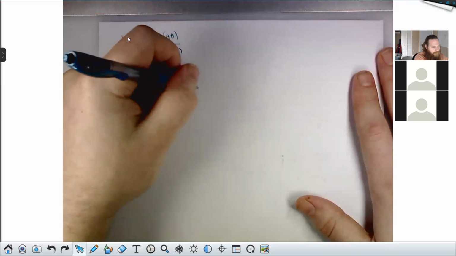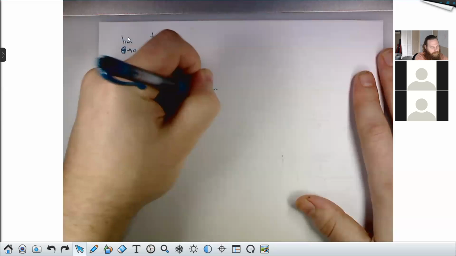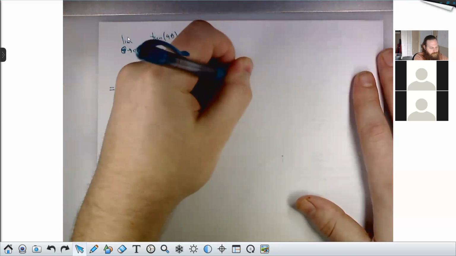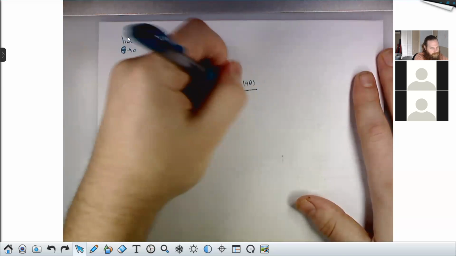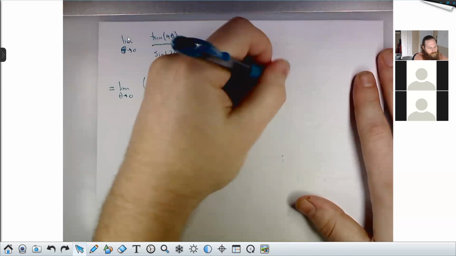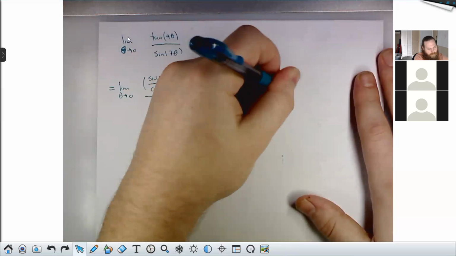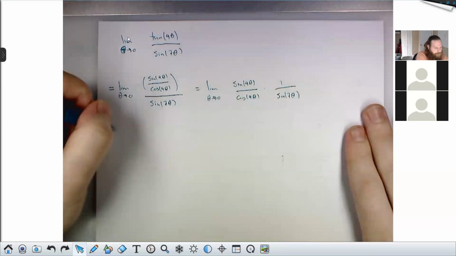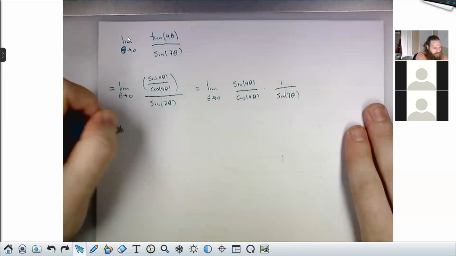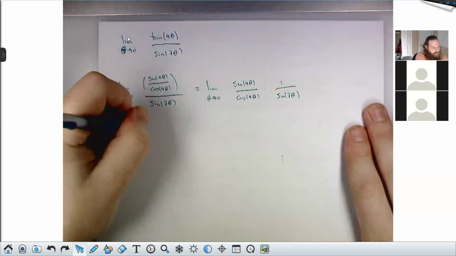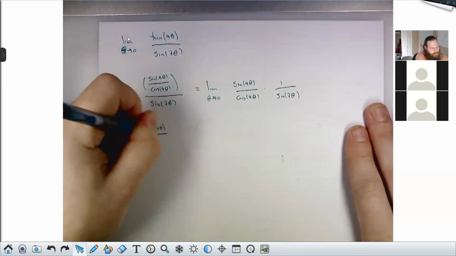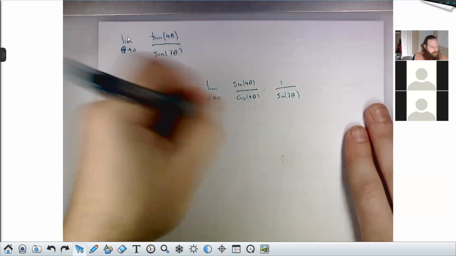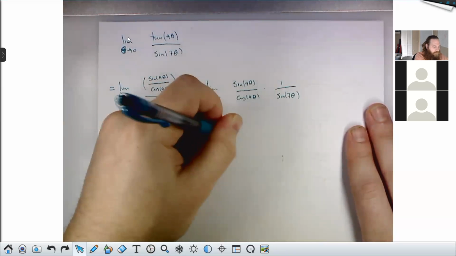And then to sort of split this up, we'll just do some algebra here. This is the limit as theta goes to 0. Dividing by sine 7 theta like this is the same as sine 4 theta over cos 4 theta times 1 over sine of 7 theta. And then I can do another kind of splitting up with the sines and cosines. So I would say that this is sine of 4 theta over 1 times 1 over cos of 4 theta times 1 over sine of 7 theta.